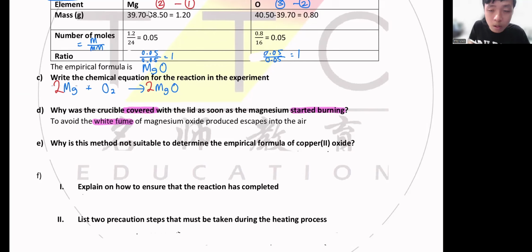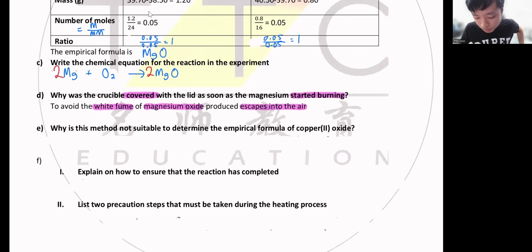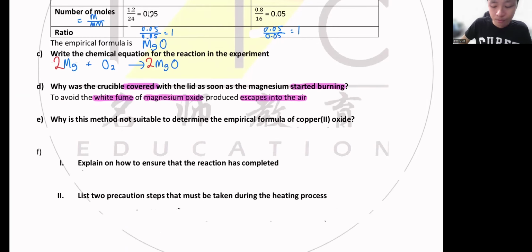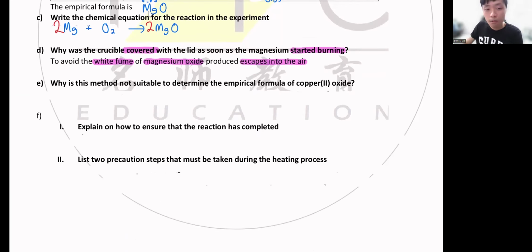Because when you heat that, there is a lot of white film. The white film is also the magnesium oxide, slowly produced. So you don't want the MgO to just come out easily, because later on you affect your mass. You want to prevent it from escaping to the air. Any question? No.